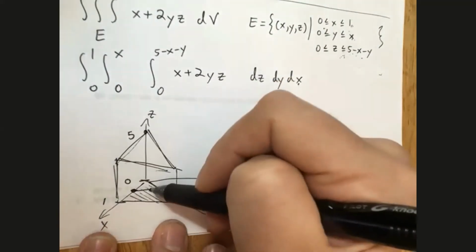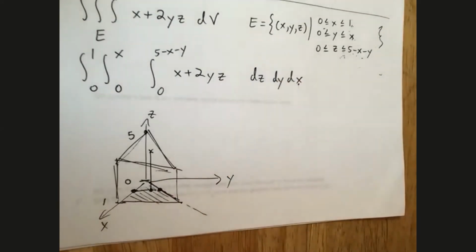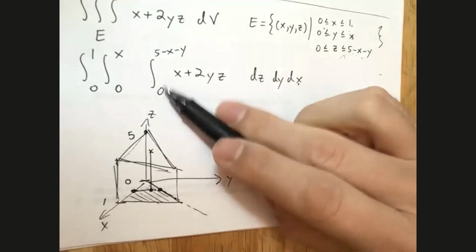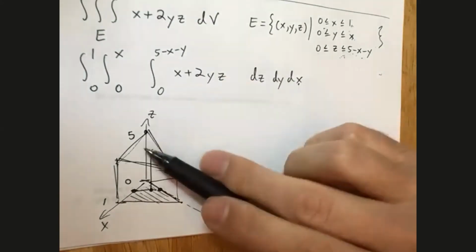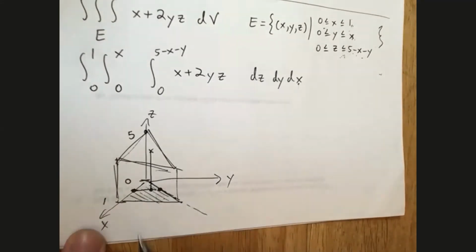So for each fixed x and y, I'm going to integrate in the z direction until I hit this surface. So I'm going to go from 0 up until I get to that height. And this height depends on both x and y, because depending on where I am in here, I have a different height that I have to go. So I can get an idea of what it looks like just by reading these off. Okay.